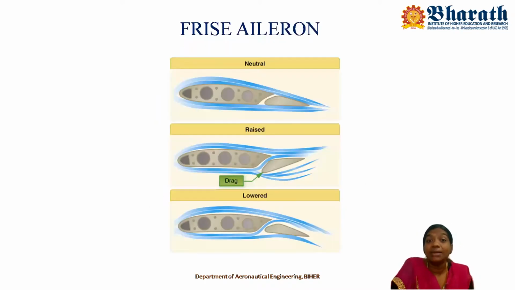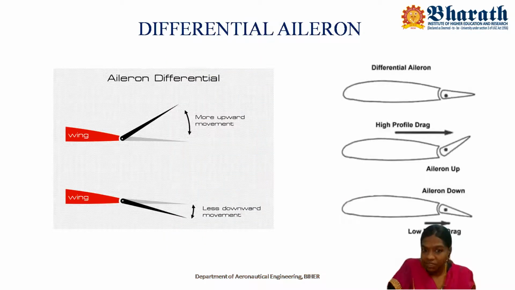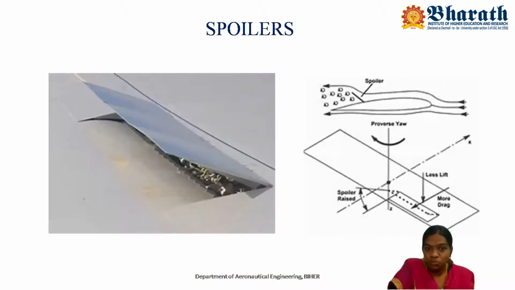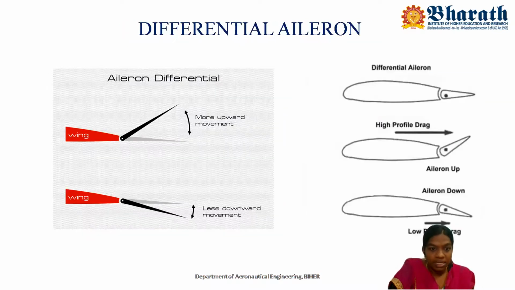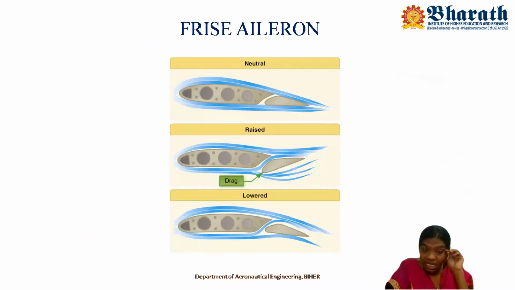So how can we nullify this? The pilot should roll the aircraft, but his intention is purely rolling, not yawing. Because of this adverse yaw, when the aircraft yaws, how can he recover from this? There are 4 methods to recover from the adverse yaw condition. One is the Frise aileron, the next is the differential aileron, then the spoilers, and finally the cross-coupled controls. So, the Frise aileron.